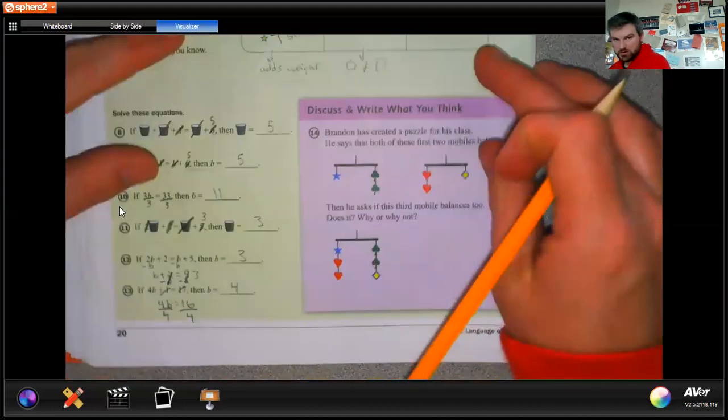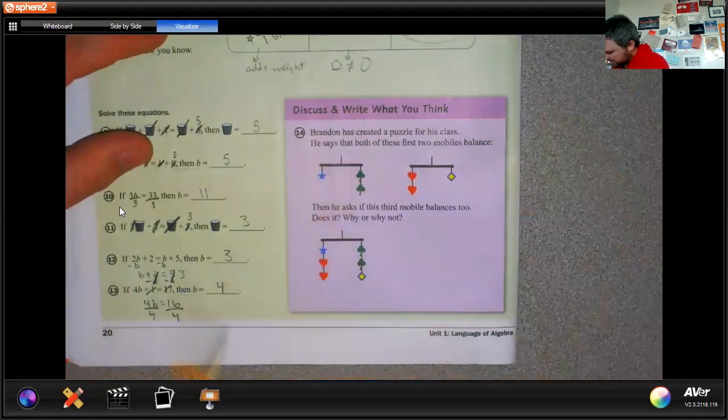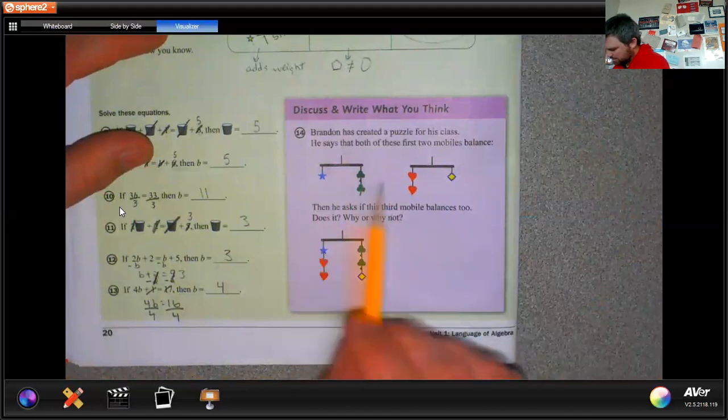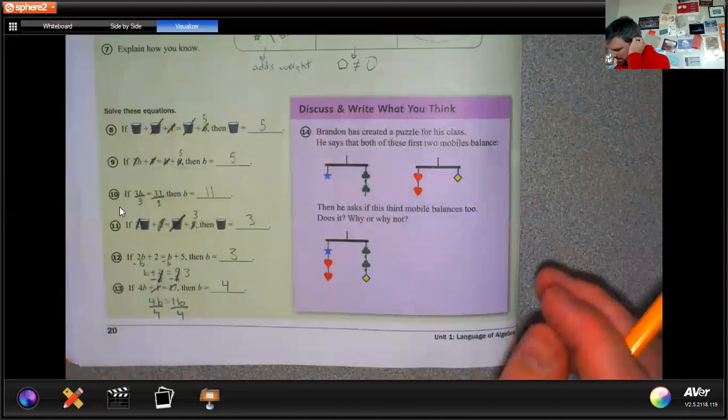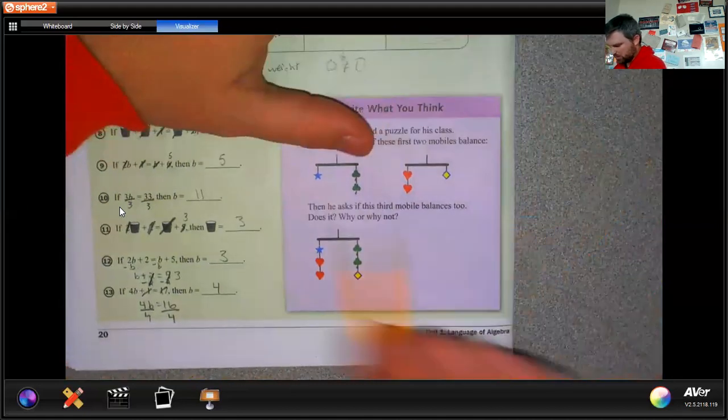Discuss and write what you think. Brandon has created a puzzle for his class. He says that both of these first 2 mobiles balance. So that balances and that balances. Then he asks if the third mobile balances too. Does it? Why or why not?